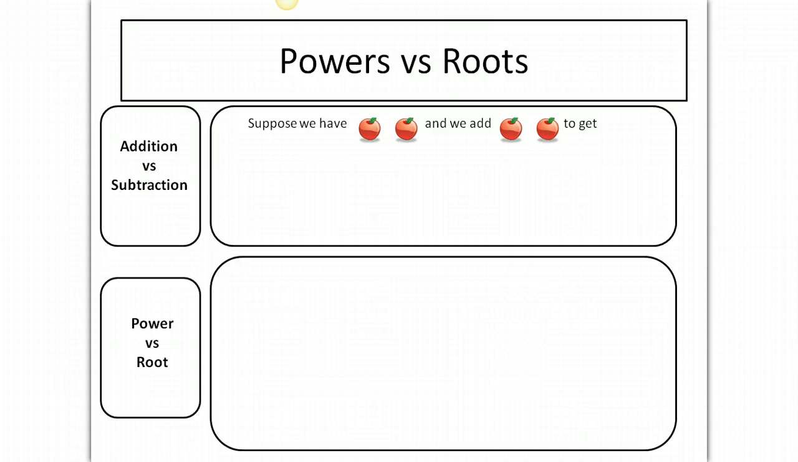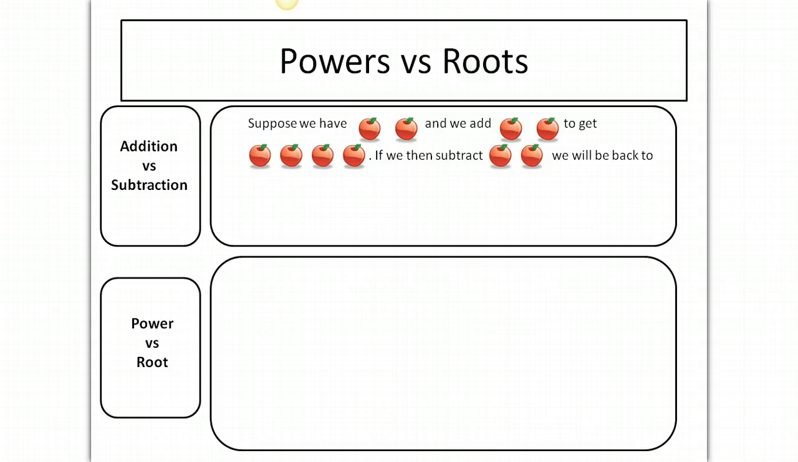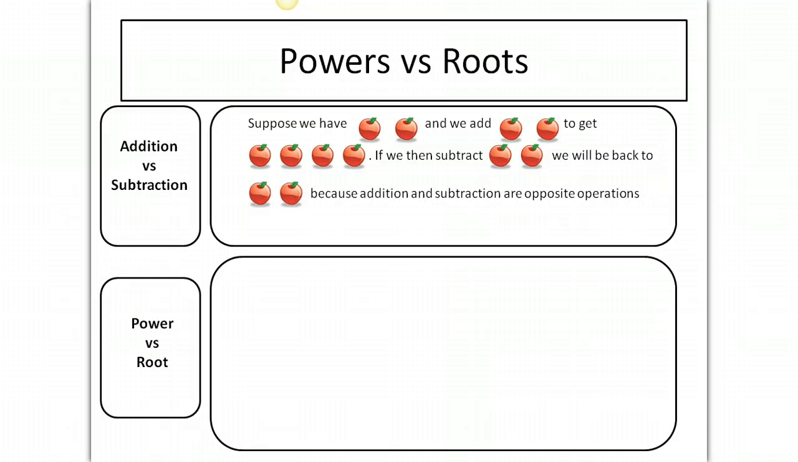Because if we have 2 apples and we add 2 more apples, we get 4 apples. Then if we subtract 2 apples from that 4, we're back at 2 apples again. And this is because addition and subtraction are opposite operations.